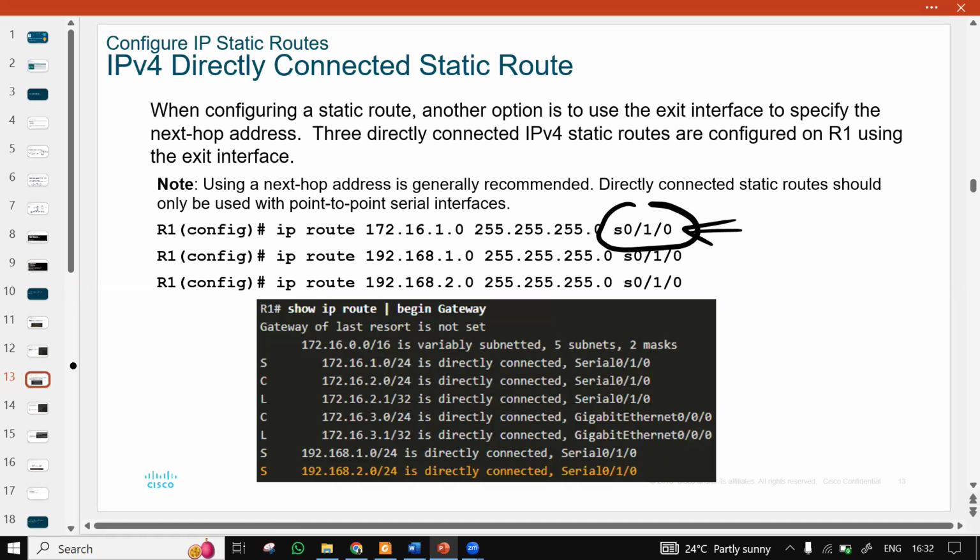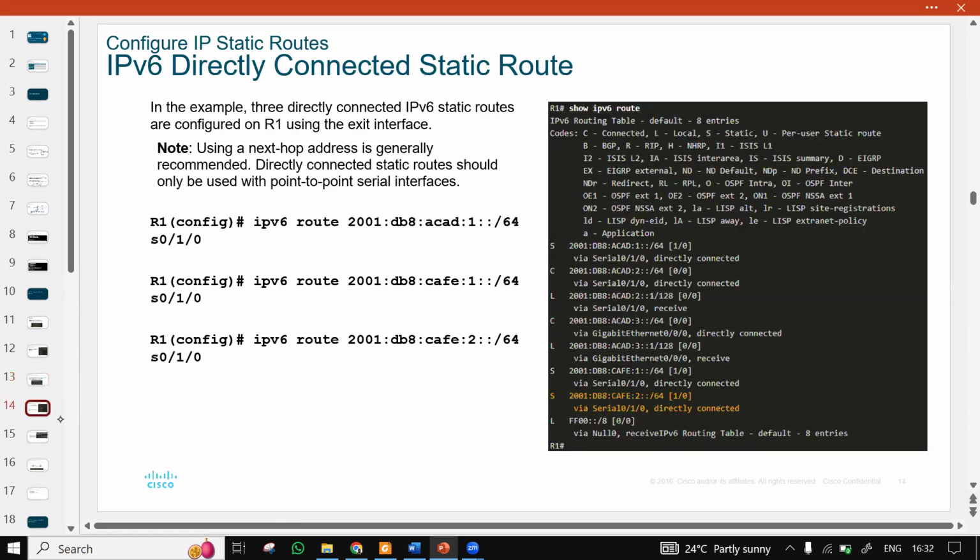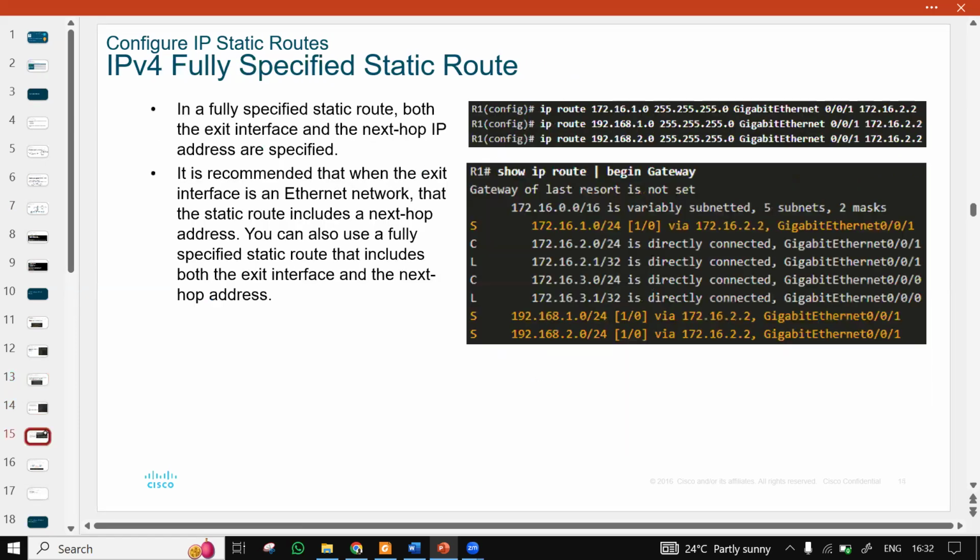Right, two ways to configure: one, your next hop, another one, directly connected. Then there is another one, the fully specified route. You can see from the command, we have GigabitEthernet 0/0/1, meaning the exit interface is configured. Then we have the IP address of the next router configured as well. And that is a fully specified static route.